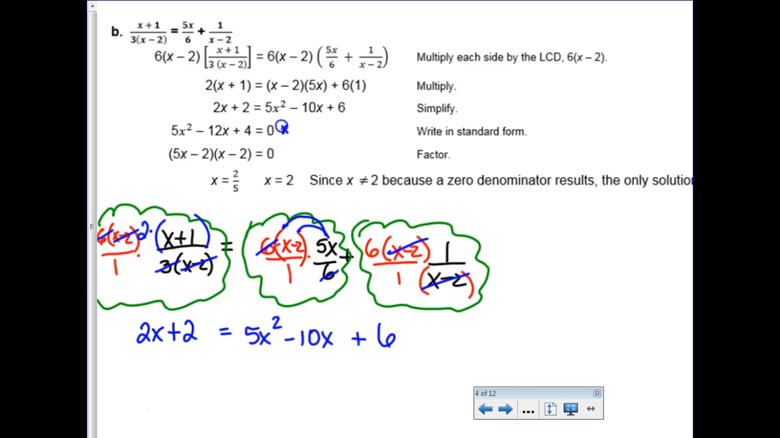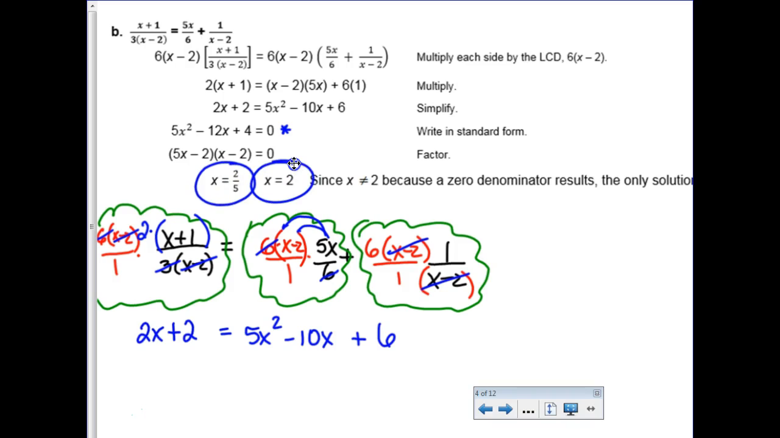So this is where you would pick up in the work here. They didn't really show all that canceling because it's a little hard to type all that. But then, of course, it's a quadratic, so then we go through our math. We'd find the factors and solve. And turns out x equals 2/5 and x equals 2.